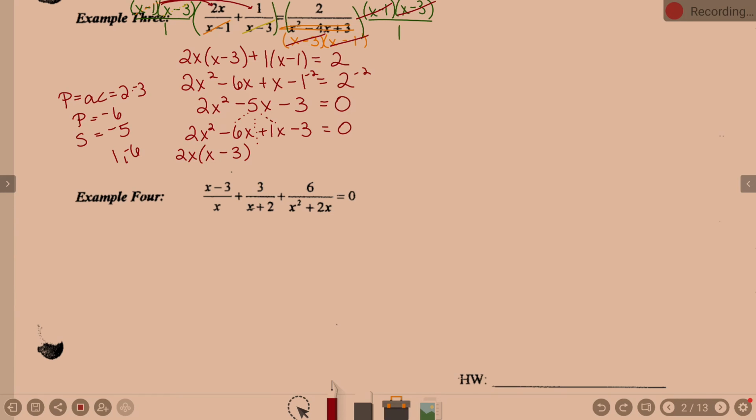Okay? Then, what's my GCF of 1x minus 3? Positive or negative 1? Plus 1. So when I factor out a 1, I'm left with, in parentheses, x minus 3. Okay?